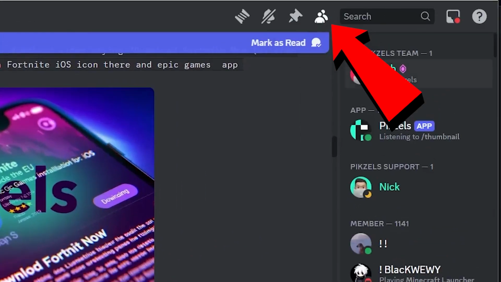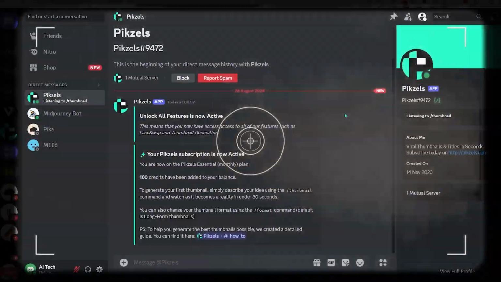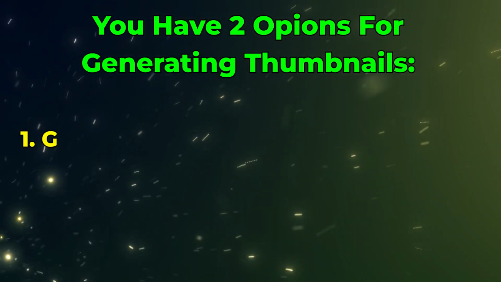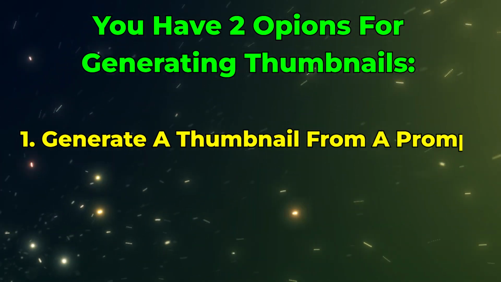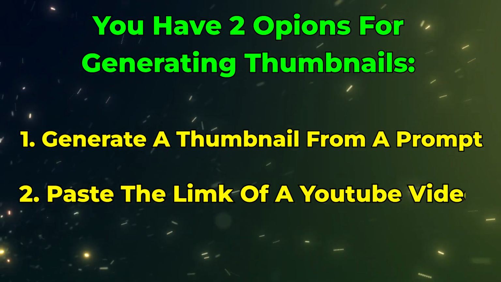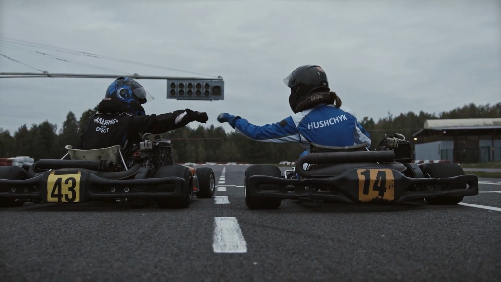So I'll click on this icon, right-click on Pikzels, and choose Message. Now, you have 2 options for generating thumbnails. The first option is to generate a thumbnail from a prompt. The second option allows you to simply paste the link of a YouTube video here and let the AI work its magic. Let's start with the first option.